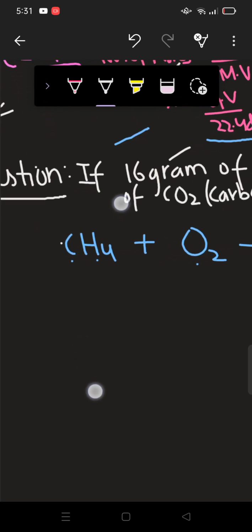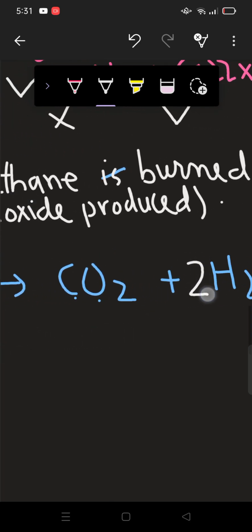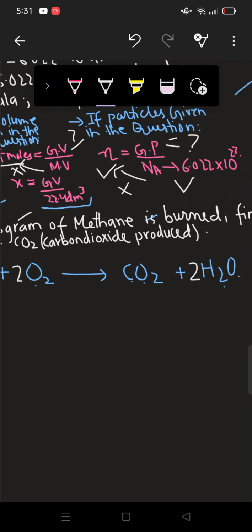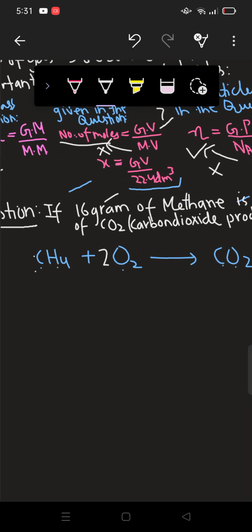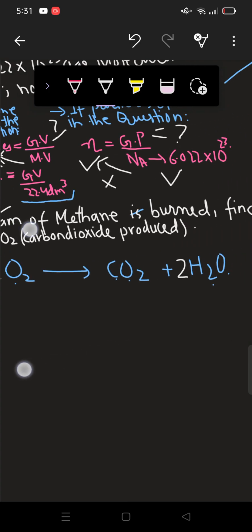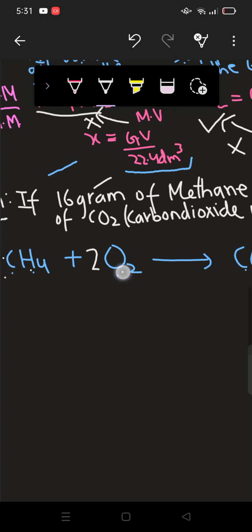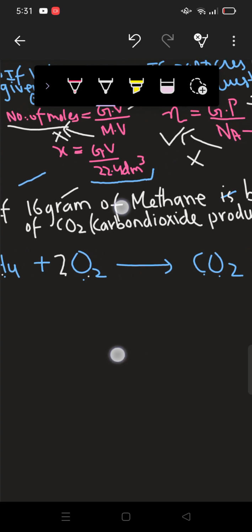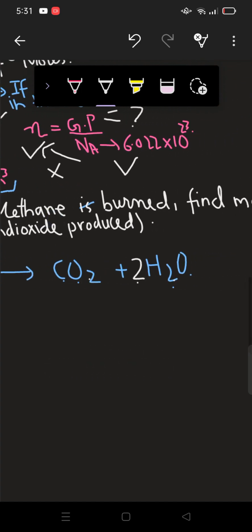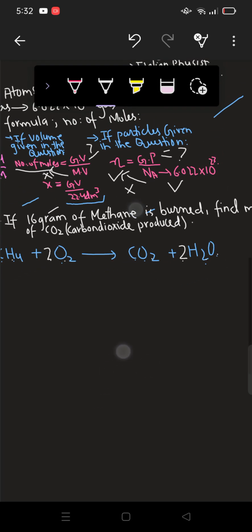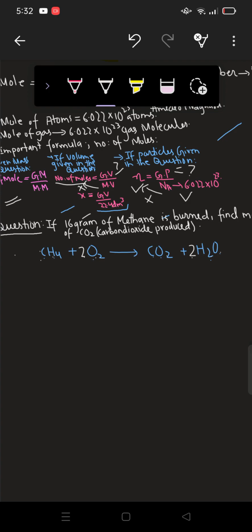So now we have actually balanced it. Here we have 2 and here we have 2, right? Carbon is 1 on the reactant side, carbon is 1 on the product side as well. Then 4 hydrogen on the reactant side, and 2 twos are 4 on the product side as well. Then 2 into 2, 4 oxygen on the reactant side, 2 plus 2, 4 oxygen on the product side as well. It means now we have the balanced chemical equation.